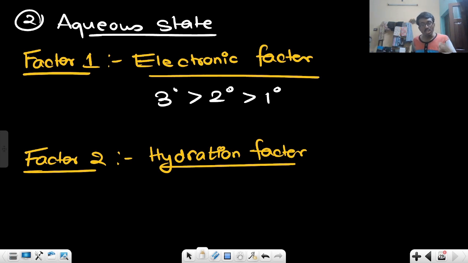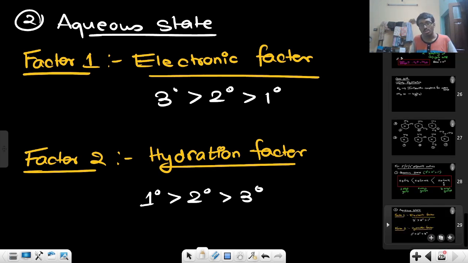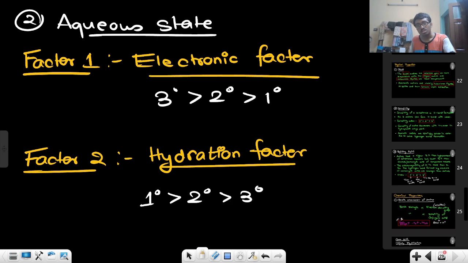Okay, now you tell me what is the order of solubility of amines in water. That is the hydrogen bond formation order also. That is 1 degree greater than 2 degree greater than 3 degree. Already discussed before. Order has been already discussed. Why is it so? I am showing it to you so that you don't have any confusion left. Solubility. See here.